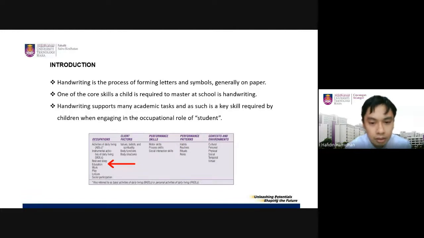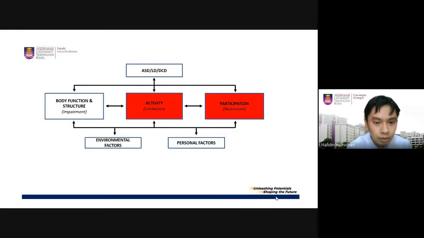Okay, next. Anyone familiar with the diagram showing here? Okay, this is the International Classification of Functioning, ICF framework. This is the International Classification of Functioning for Disability and Health.